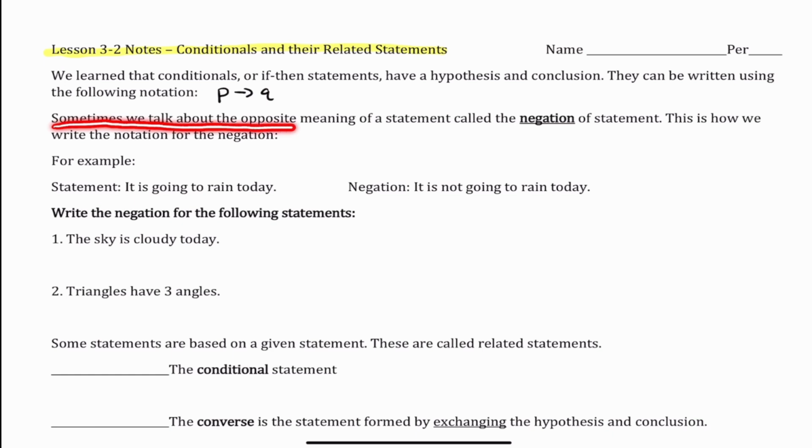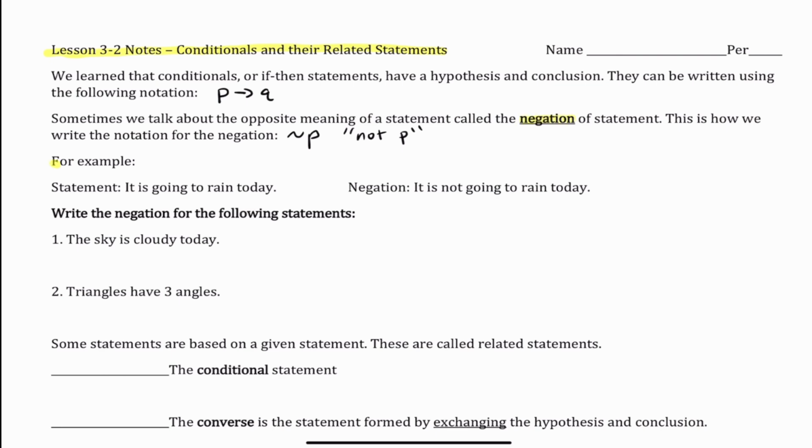Sometimes we talk about the opposite meaning of a statement, called the negation of a statement. This is how we write the notation for negation. We write a squiggly line that looks like this. It's the tilde sign that you see on your keyboard, and then a P right after that. This means not P. It negates the whole meaning of a statement. So we talked about negation.